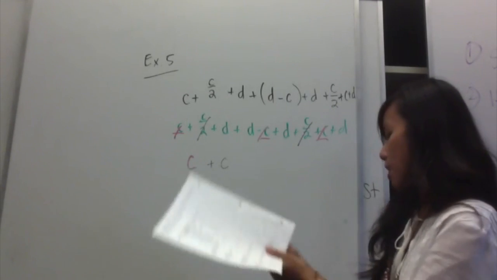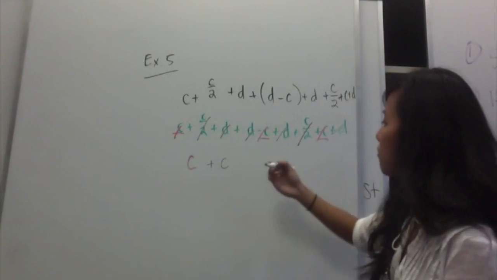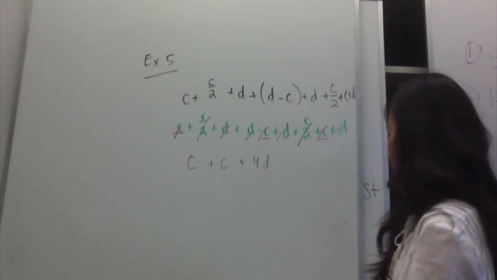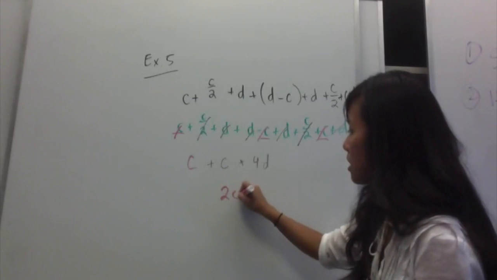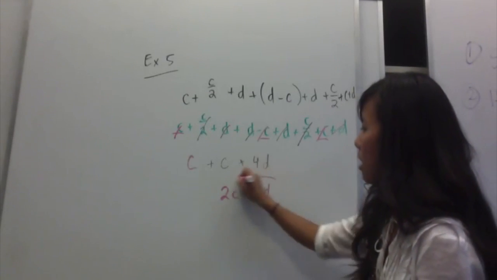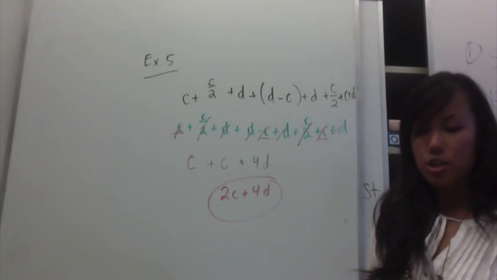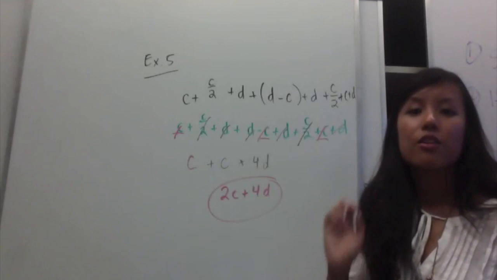And it looks like we have 1, 2, 3, 4. 4 positive D. So plus 4D. So our final answer, it looks like, is 2C plus 4D. And so there you have an expression. Okay, an algebraic expression for the perimeter. Awesome. Quick check 5. Go ahead.